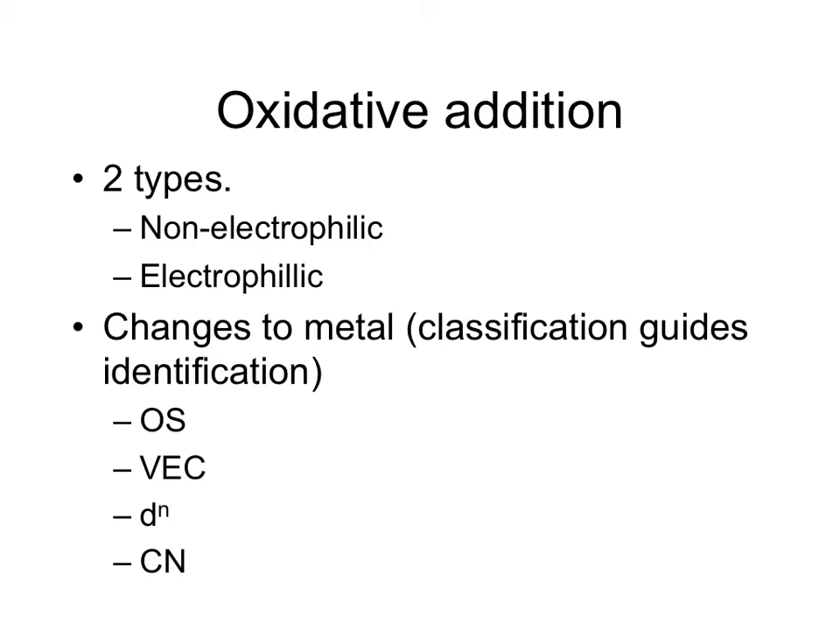Okay, welcome to week 2, lesson 1 on oxidative addition, the first reaction type that we'll study in organometallic chemistry. There are two main types of this chemical reaction, those that involve non-electrophilic substrates. These are non-polar substrates such as methane or silanes or dihydrogen. They also include electrophilic substrates such as methyl iodide or methyl triflate.